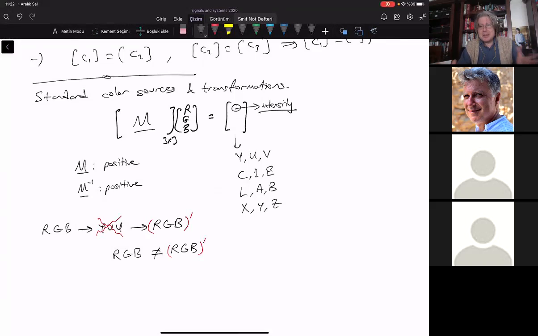This must be something like 1/3 times R plus 1/3 times G plus 1/3 times B. So we expect the first row of the M matrix to be 1/3, 1/3, 1/3. Or maybe green is more pronounced, so let's make it a little bit larger. Let's make the others a little bit smaller. But then the other components must also be reasonable in such a way that M is positive and M inverse is also remaining as positive as possible.